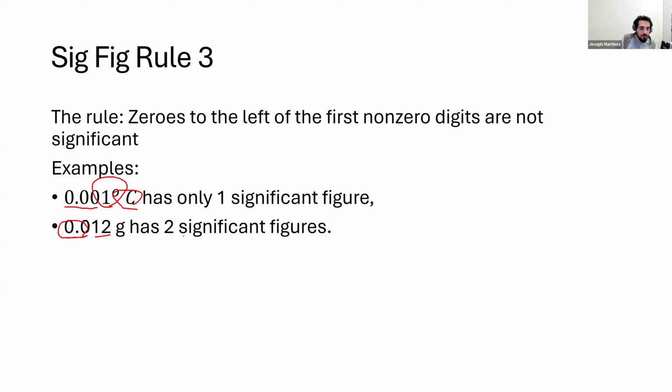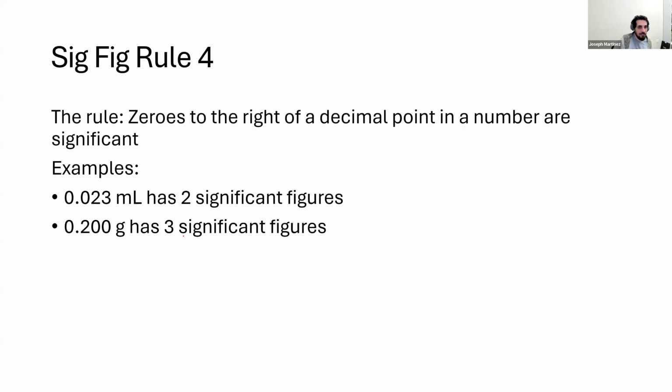We heard about captive zeros or central zeros. What about zeros that are trailing? And rule 4 deals with trailing digits. And we say that zeros that are to the right of a decimal point in a number are significant. So in this case, we look at this 0.023. The first 2 zeros are leading zeros. So by rule 3, they are out. They are not significant. Only the 2 and 3 are, right? So we've already eliminated these 2 because they are leading. So this 0.023 has 2 significant figures.